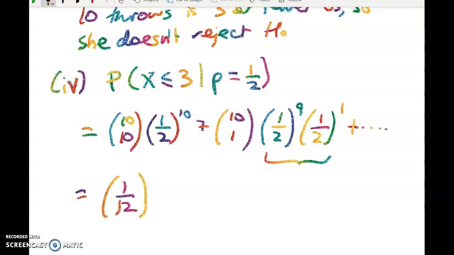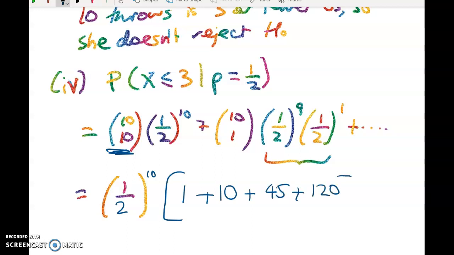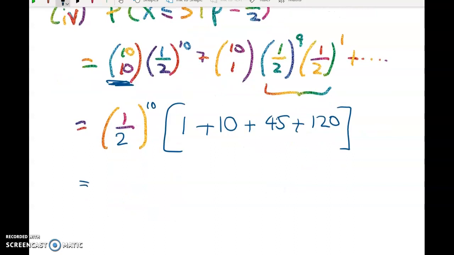So that gives me a really simple calculation. It's going to be 1/10, oh, not 1/10, hang on, let's fix that. 1/2 to the power of 10, and then it's just going to be my Pascal's triangle numbers. So I've got 1 plus 10 choose 2, which is 45, plus 10 choose 3, which is 120, and I add all of those up, times them together, and I get 0.172 to 3 significant figures.